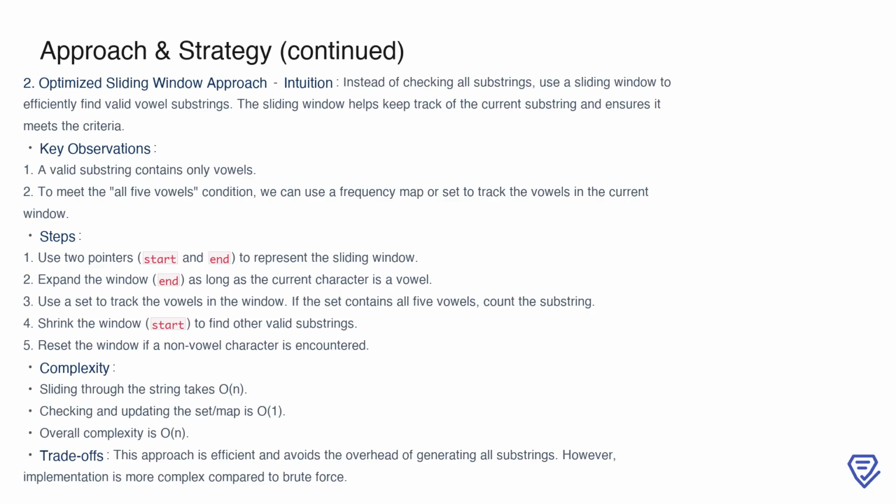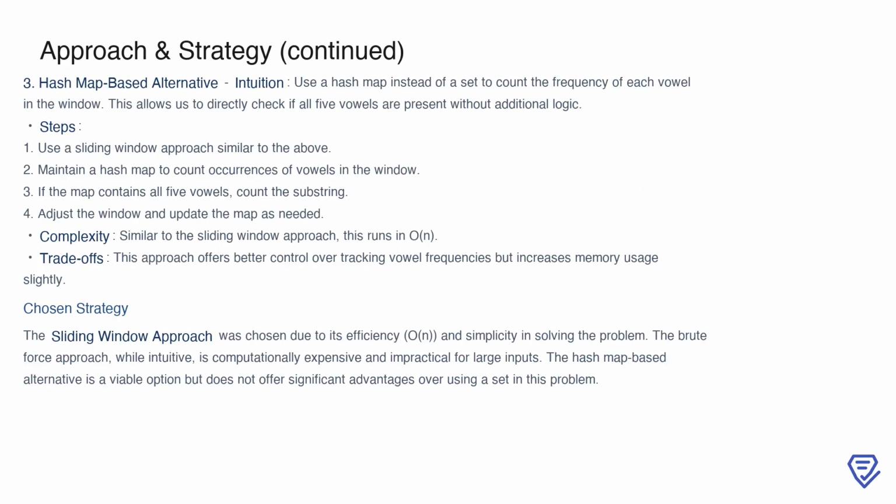As we expand the window, we track the vowels within it using a set. If the set contains all 5 vowels, we know we've found a valid substring. Additionally, when a non-vowel is encountered, we reset the window and the vowel set. This method is significantly more efficient because sliding through the string takes O(n), and updating the set is O(1). While the implementation is slightly more complex than brute force, the efficiency gain is substantial, making it a practical choice for large inputs. Another alternative is to use a hash map instead of a set to track vowel frequencies within the sliding window.